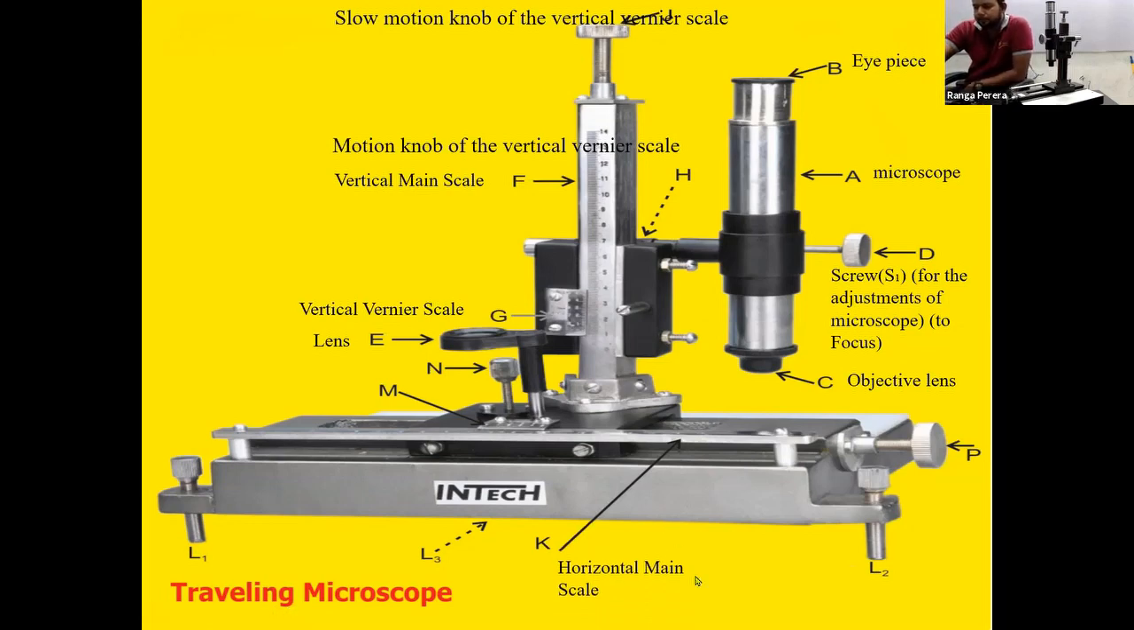Horizontal main scale. I have written L1, L2 and L3. What are those three? They are the leveling screws of the instrument.